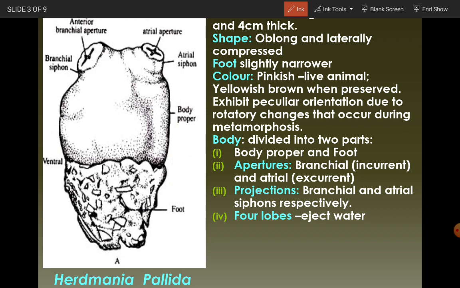Now if you look at the structures you see in this body proper, you see two apertures known as the branchial aperture and the atrial aperture, and then you find two siphons, two protuberances like this: here the atrial siphon and here the branchial siphon. It has lobes through which the water gets ejected from the anterior atrial and branchial apertures.